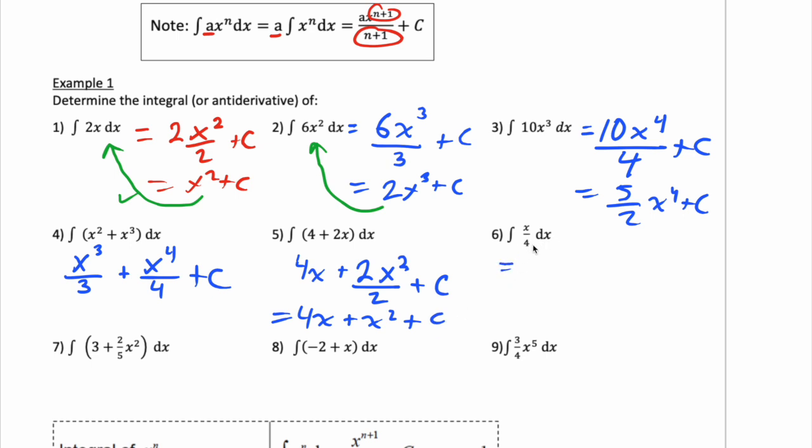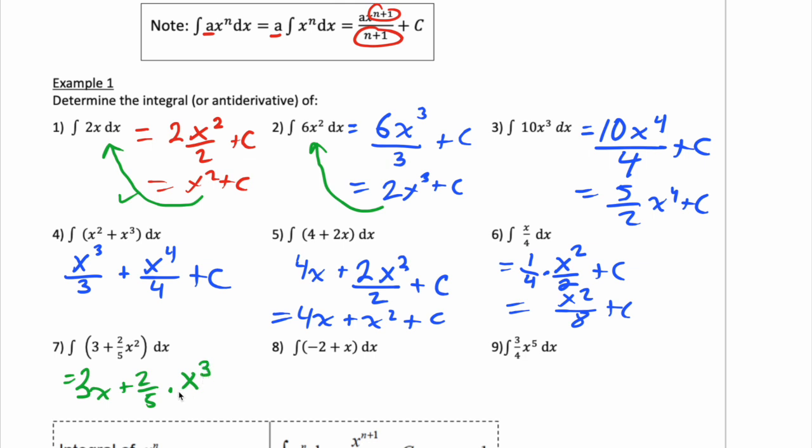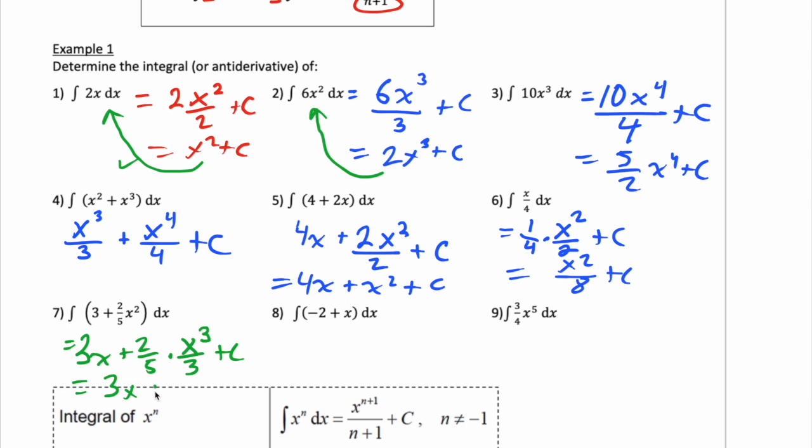Okay, here, well, that's divided by 4. Often it's just easy to write it as times a quarter, so it's a constant. You increase the exponent by 1, and then you divide by that new exponent. So this is actually x squared over 8 plus c. Okay, constants become 3x. We'll keep the 2/5 constant, and x, and you increase the exponent by 1 and divide by that exponent. So this is actually 3x plus 2 over 15x cubed plus c.